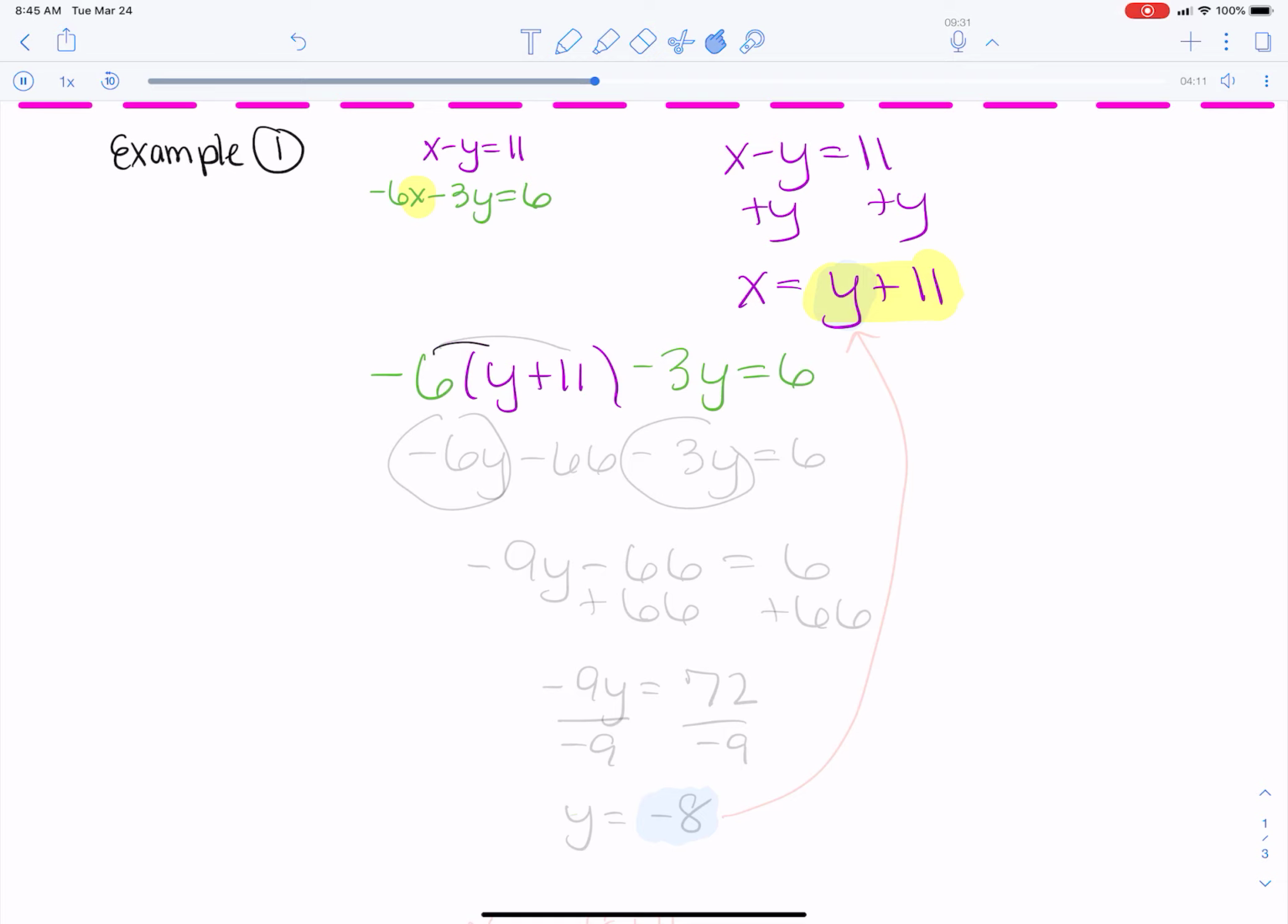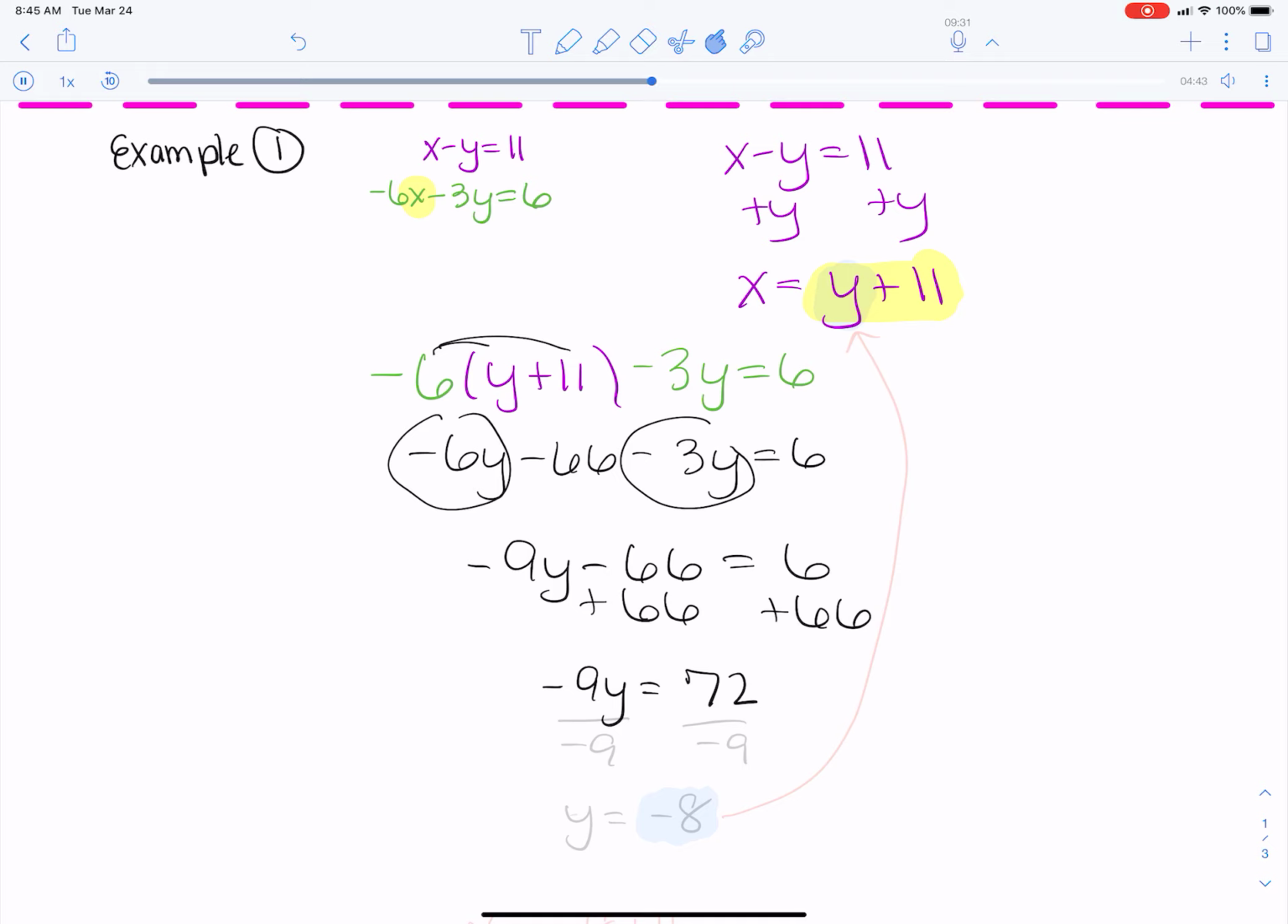First I have to distribute my negative 6, so we get negative 6y minus 66 minus 3y equals 6. Then we continue solving for y, so I'm going to combine my like terms, which are my negative 6y and negative 3y, so we get negative 9y minus 66 equals 6. I'm going to add 66 to both sides, so we have negative 9y equals 72. And then lastly, divide both sides by negative 9, so y equals negative 8.